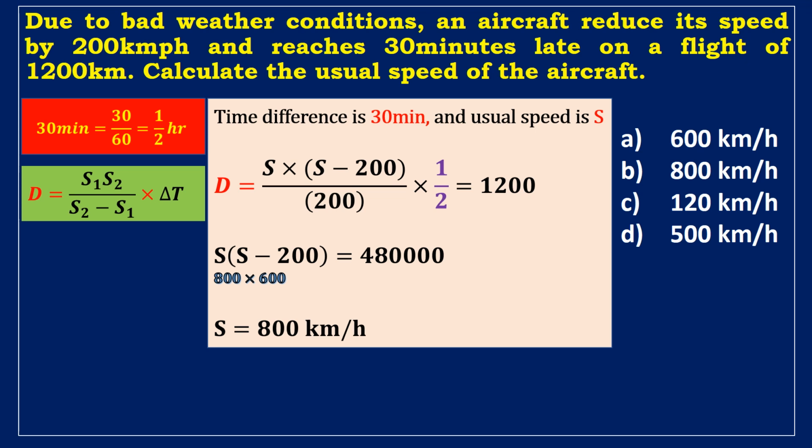The distance of the journey, 1200 kilometers, is equal to the product of the usual speed and the new speed divided by the difference in speeds into del T. Substitute the usual speed s and the new speed s minus 200 in the equation. Solving for s, we get the speed of 800 kilometers per hour.